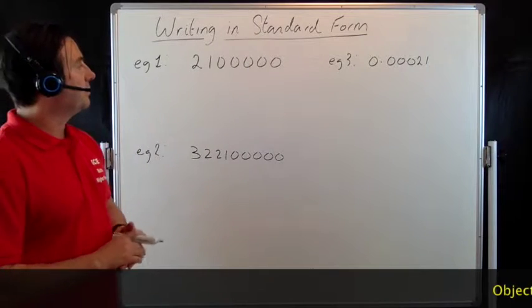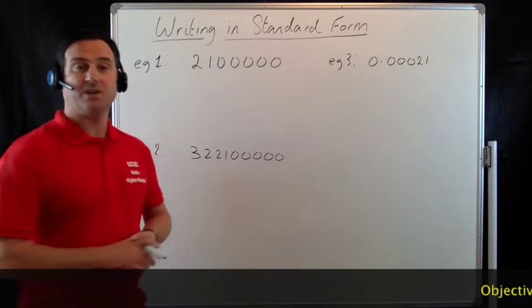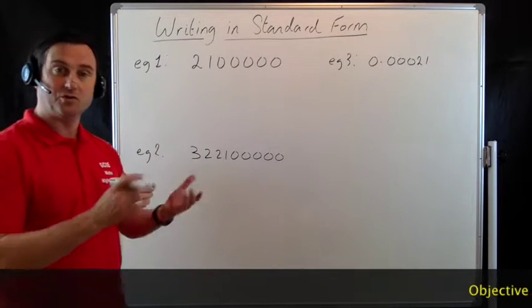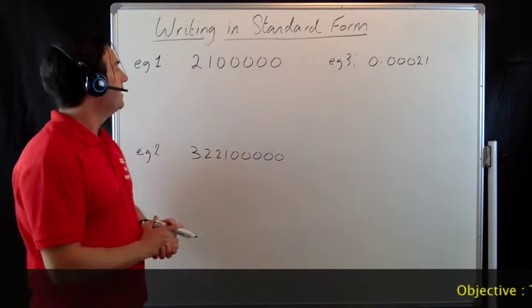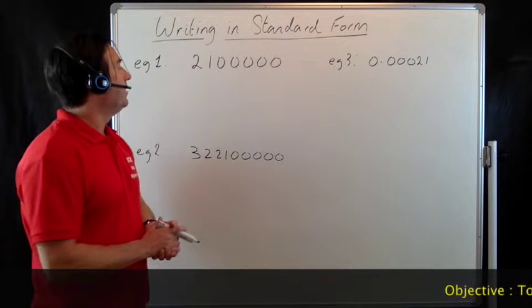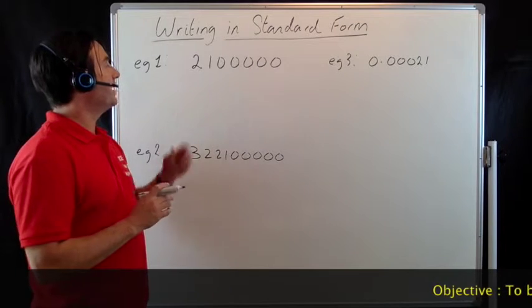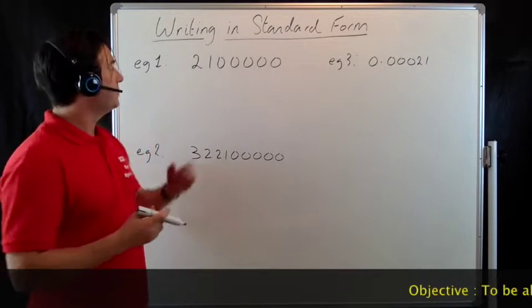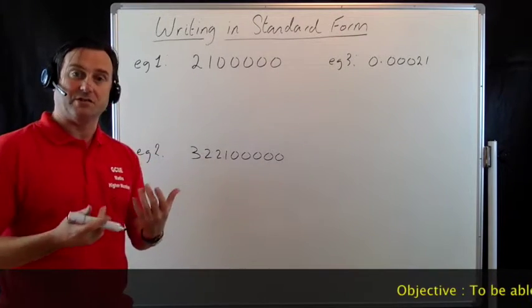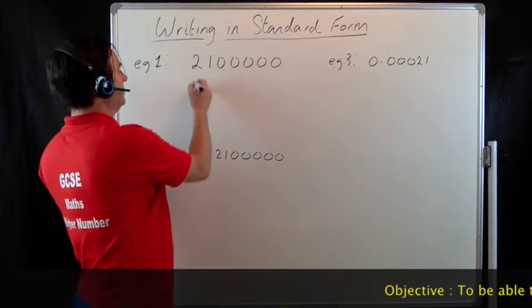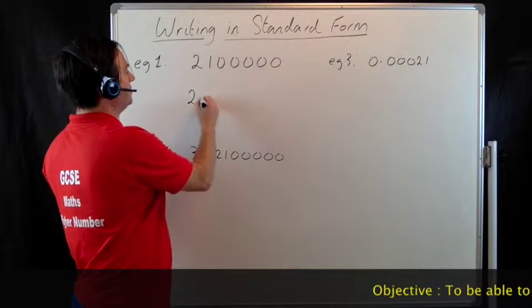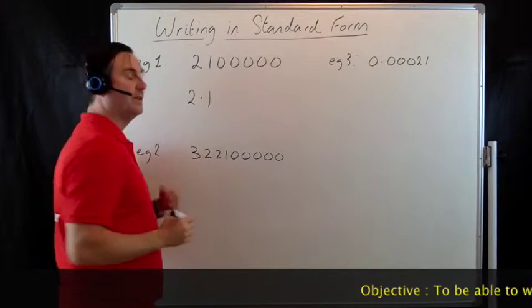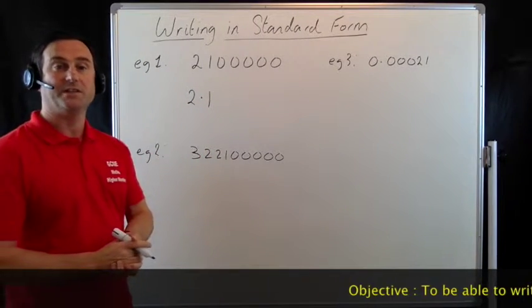Okay, example 1. We've got quite a large number. We're going to write it in standard form, or a shorter way of writing this number. So this is fairly straightforward. What we've got to do is write a number that is between 1 and 10. So we take the digits in the number that aren't the zeros and we write that between 1 and 10. So we write 2.1. 2.1 is between 1 and 10.